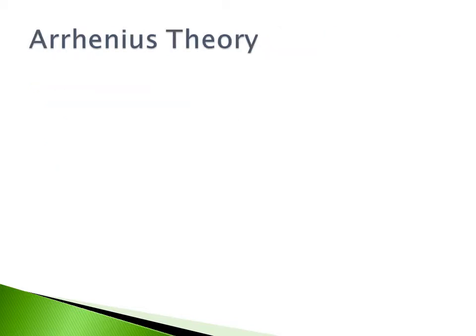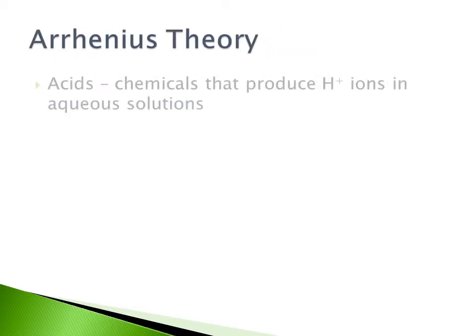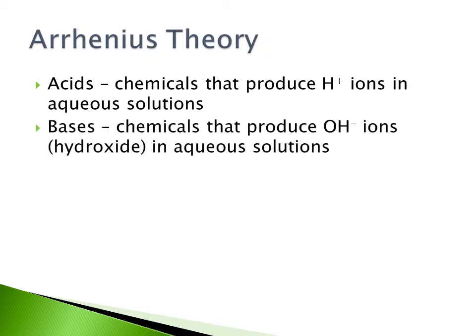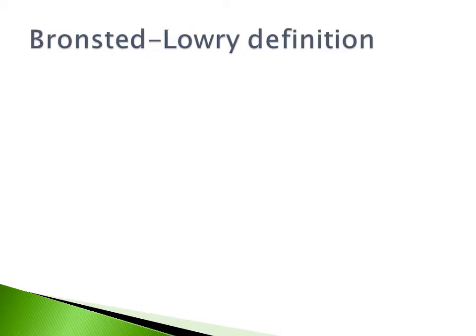Looking at the Arrhenius theory, Arrhenius said that acids are chemicals that produce H plus ions when they are in aqueous solutions, aqueous meaning water. So anything that is put into water that produces H plus ions, according to Arrhenius, would be considered an acid. Whereas a base would be chemicals that produce OH minus ions, also called hydroxide for the hydrogen and oxygen in that molecule, when put into water.